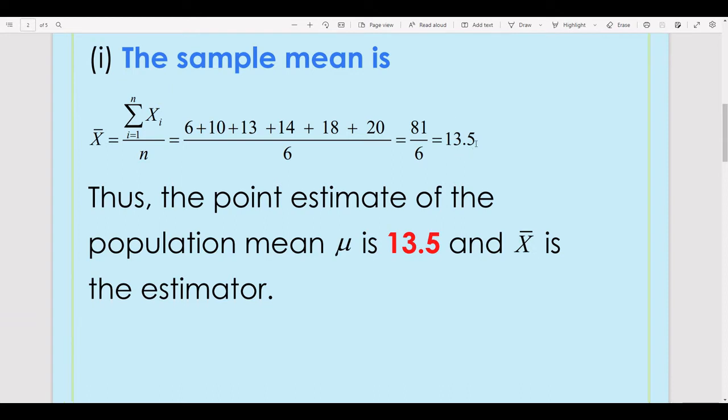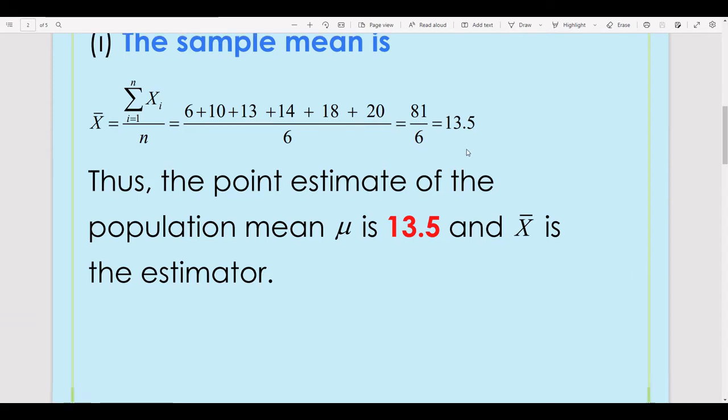Interval estimate represents the values in a range, but point estimate represents a single value. So the point estimate of population mean mu is 13.5 and x bar is the estimator. So x bar is the estimator, and this answer 13.5 is the estimate, which is also represented by a point. In simplification, it is called point estimate.